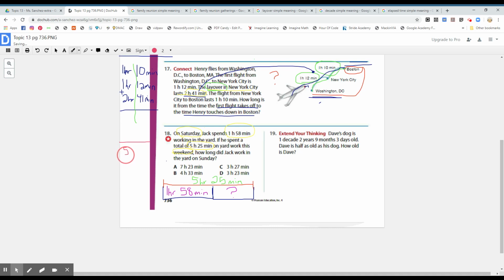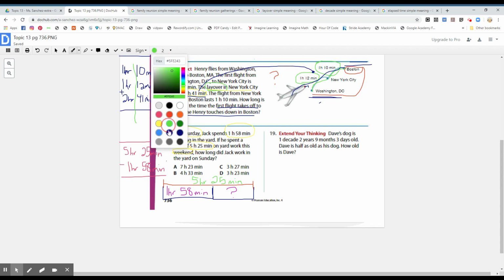And that is the number I'm going to write first. 5 hours and 25 minutes. And subtract, because we're trying to find something that's missing. It's going to be 1 hour and 58 minutes. Okay, boys and girls. Remember, you need to keep the minutes and the hours separate.